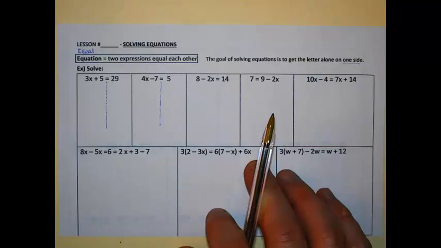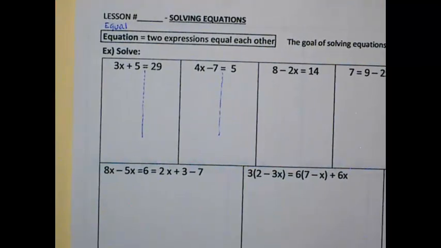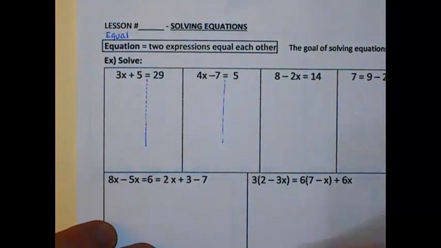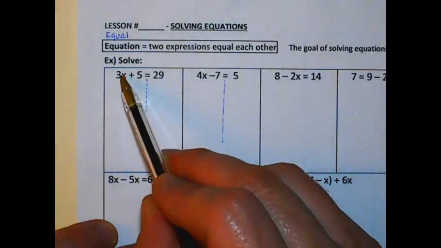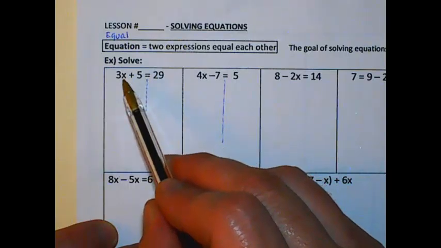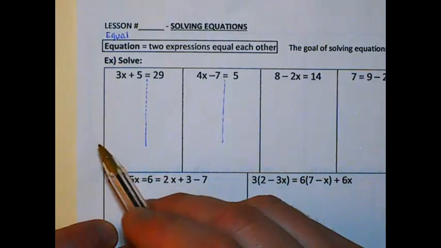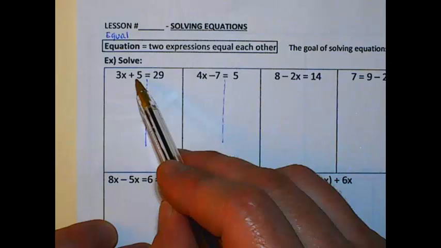Now before I begin, I'm going to make the problems a little bit bigger so that you can see it better. There you go. Basically here I have an equation, and if you notice I have the x here, but the x is not alone. It has a 3 in front and a 5 after it. So my goal is to get the x alone. In order to do that, I need to get rid of the 3 and also the 5.